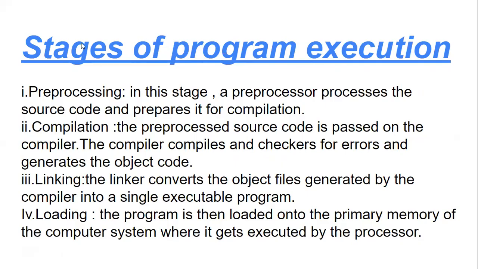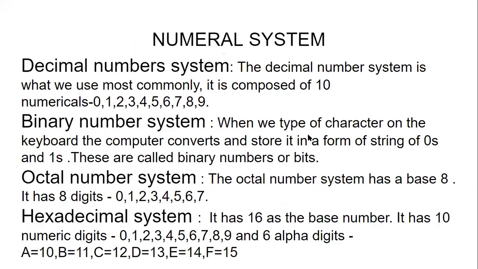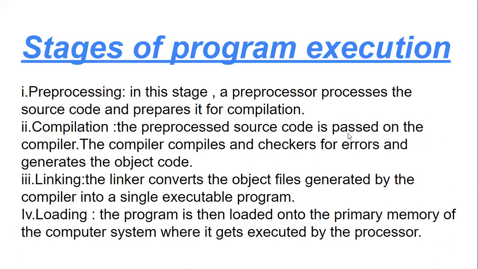Stages of program execution. Preprocessing. In this stage, a preprocessor processes the source code and prepares it for compilation. Compilation. The preprocessed source code is passed to the compiler. The compiler compiles, checks for errors and generates the object code.